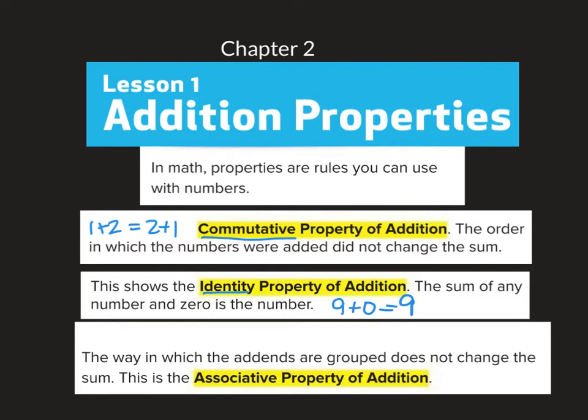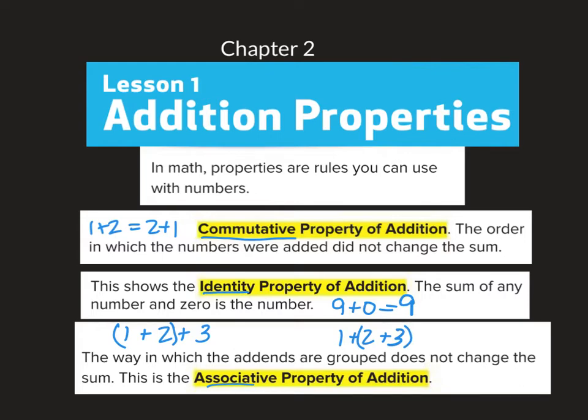And lastly, we have the associative property, which talks about adding three numbers, like if I was going to do 1 plus 2 plus 3 and 1 plus 2 plus 3, I can make a choice. Do I want to do 1 plus 2 first? Or do I want to do 2 plus 3 first?